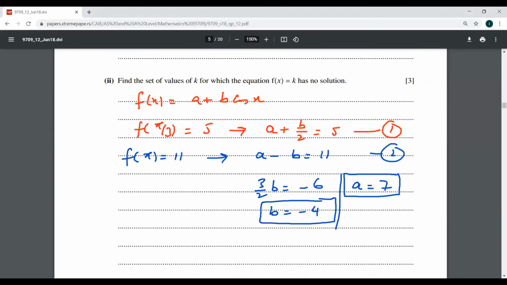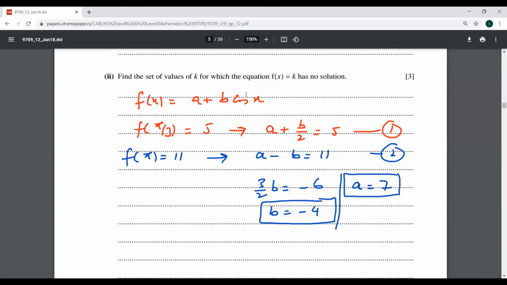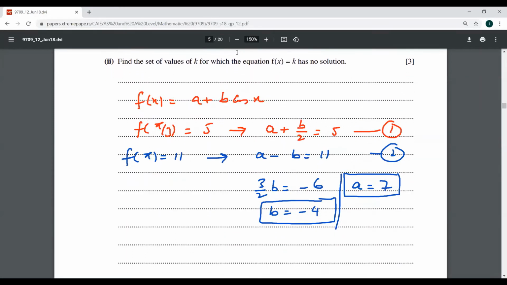Okay. It says find the set of values of k for which this equation has no solution. So the equation is, let me write down the equation here. This is 7 minus 4 cos x equal to k. And let me clear the rest. It has no solutions.